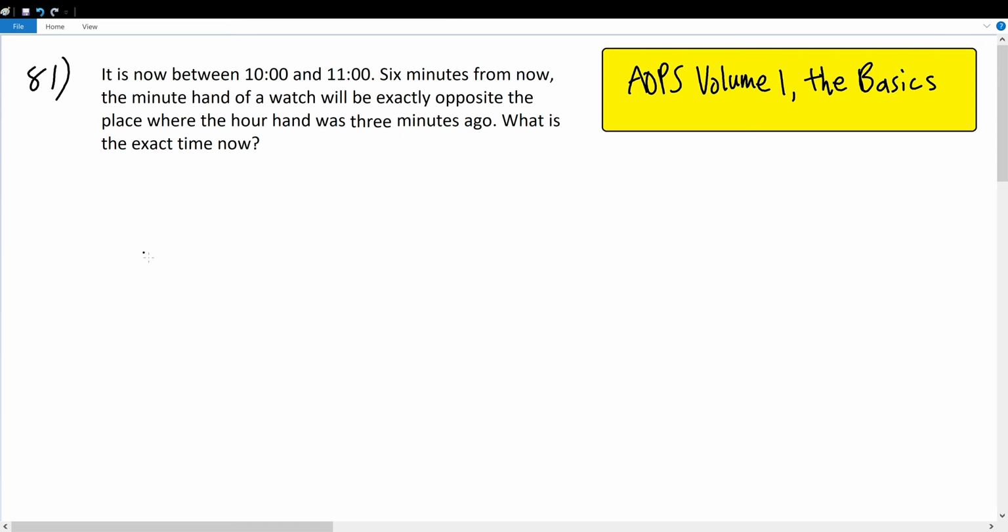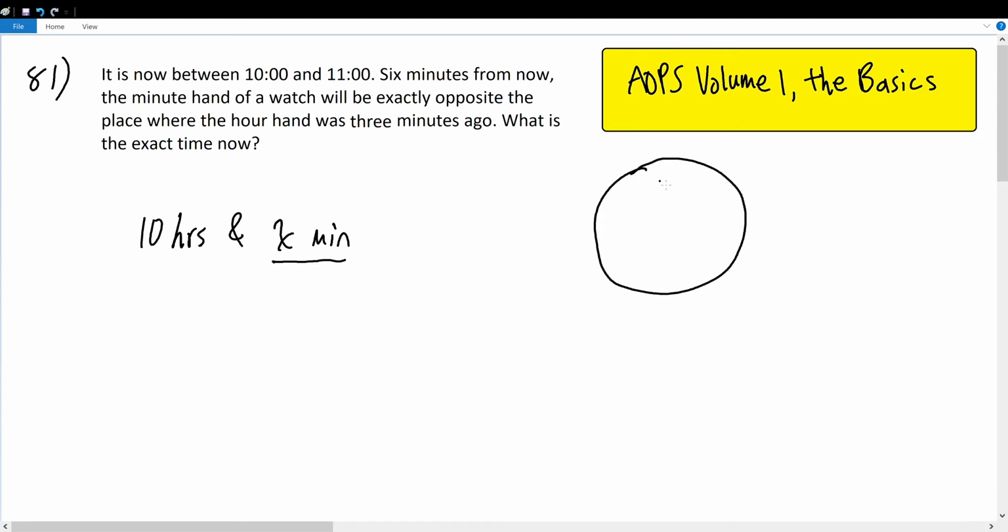So it tells us it's between 10 and 11 o'clock right now. So right now we can suppose the time is 10 hours and X minutes. And since this is the exact time now that we're supposing, we just need to find what X is and we'll be able to solve this question. So 6 minutes from now, the minute hand of a watch will be exactly opposite the place where the hour hand was 3 minutes ago. So where was the hour hand exactly 3 minutes ago based on this assumption that we just did?